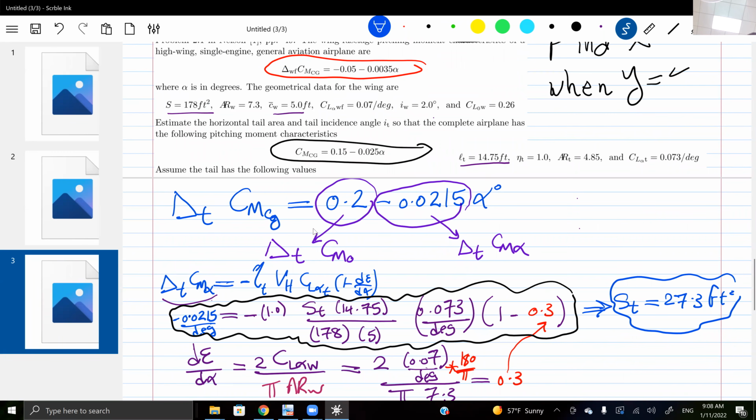So simply, typically we have two numbers, the CM alpha and the CM naught. I used the CM alpha, and I adjusted it by adjusting the area of the tail. I didn't touch the other number. So I'm going to now write down an equation for delta tail CM naught, equate it with the 0.2, and hopefully this will provide me an equation for I tail.